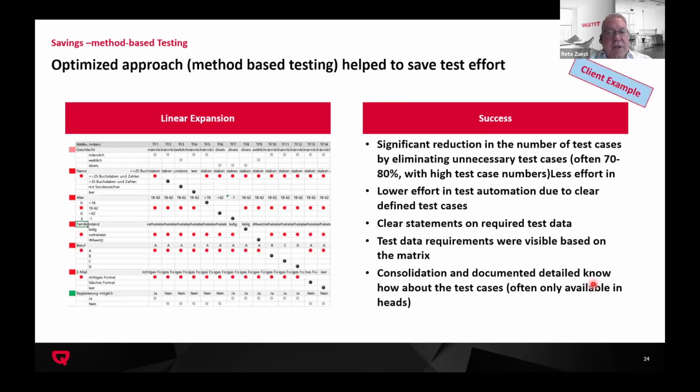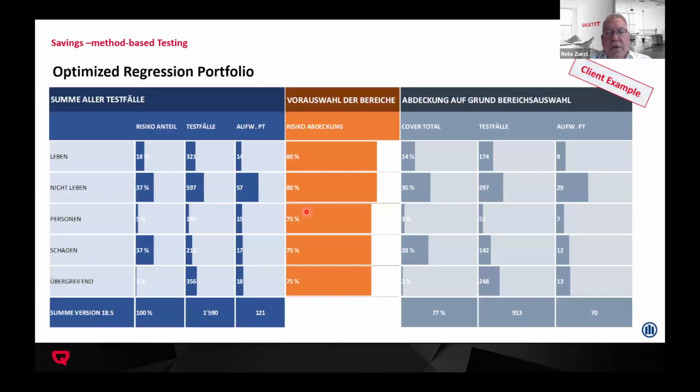So this is a client example where we had the linear expansion in place. Finally, we broke down the different functionalities, built up decision tables, and based on that, we built up the test cases. This is a typical test case portfolio where you have a kind of maturity behind it. We see here a manual regression portfolio: life insurance, non-life. You see the risk part, which is covered. You see here the number of test cases and the number of person days you need to consider if you want to execute them all.